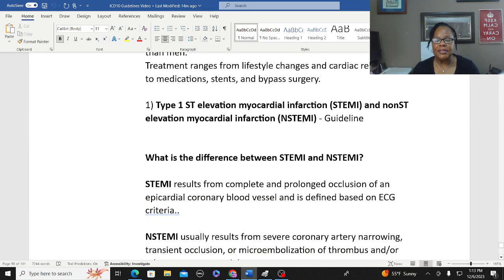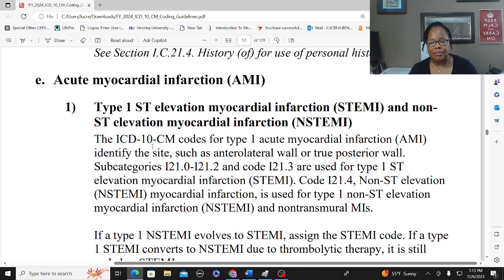All right, so that leads us to type 1, ST elevation myocardial infarction, STEMI, and non-ST elevation myocardial infarction, NSTEMI. So let's look over at the guidelines. Number 1, sure enough, the ICD-10-CM codes for type 1 acute myocardial infarction identify the site, such as anterior lateral wall or true posterior wall. So now you see why your medical terminology is so important.